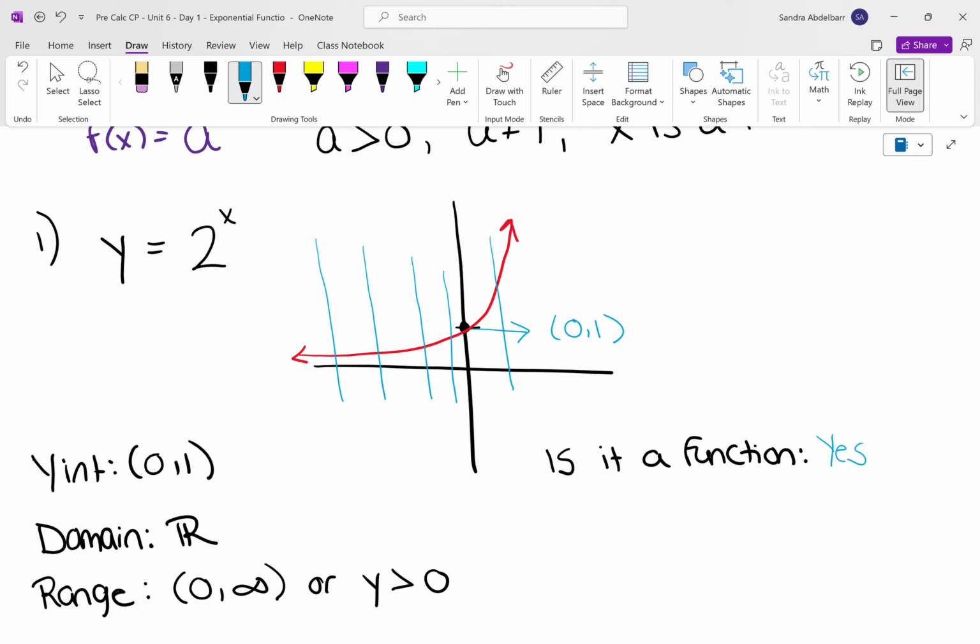So if range is like this, lowest to highest? Range, yes. So does it hit the 0 though? Know that there's a horizontal asymptote there. We're never going to cross it.